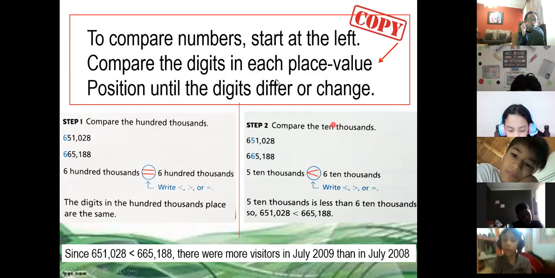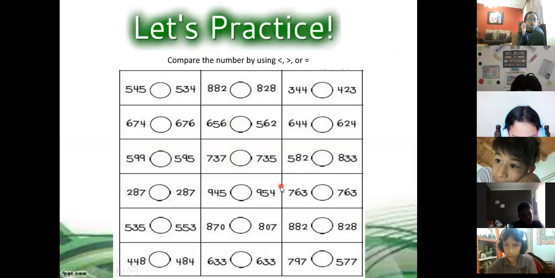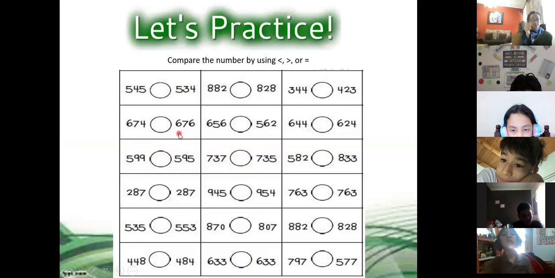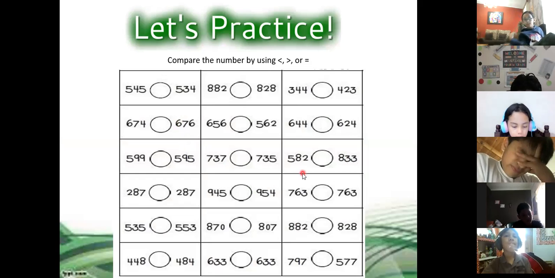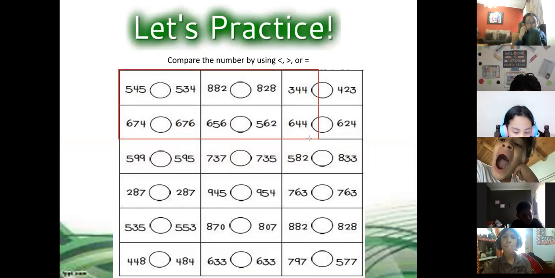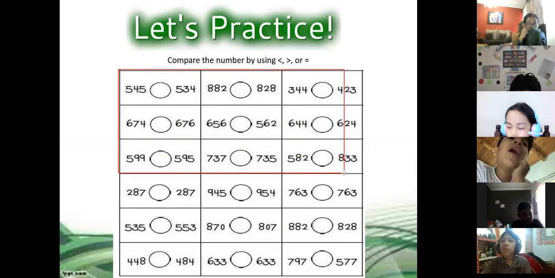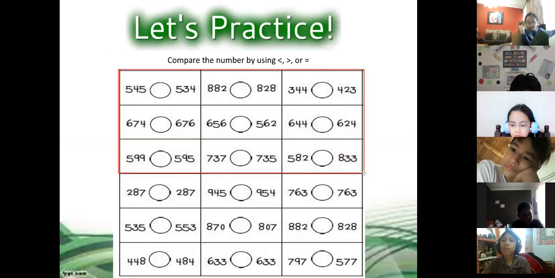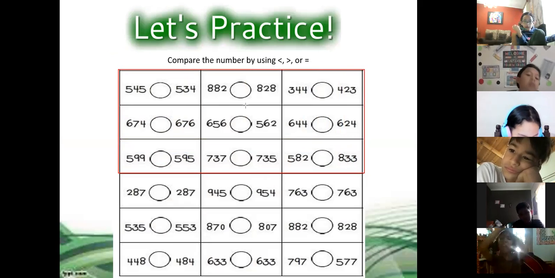What are we going to do in the next slide? We're going to practice. So you're going to copy some exercises. Don't worry, you don't have to copy everything. Copy some examples. For example, you can copy, let's see, the first 9. You can copy this example. Then we're going to do it orally. You can copy these examples in your notebook.